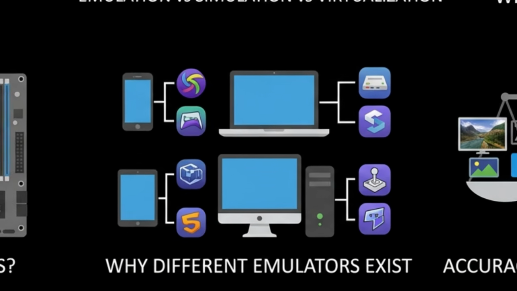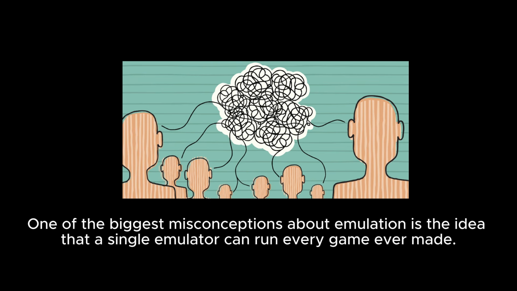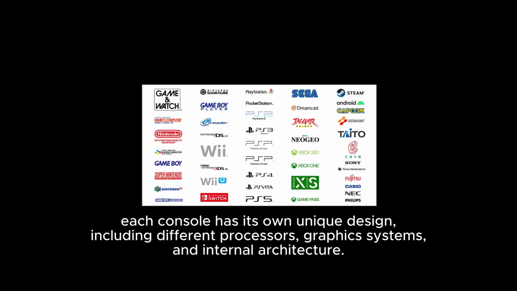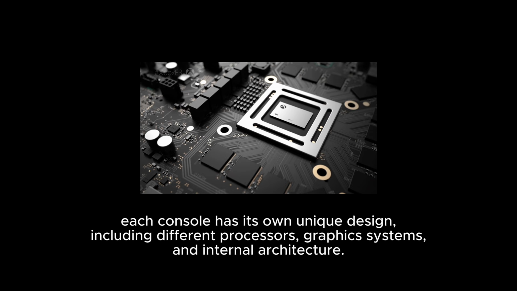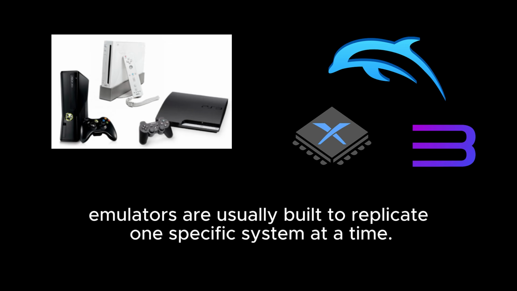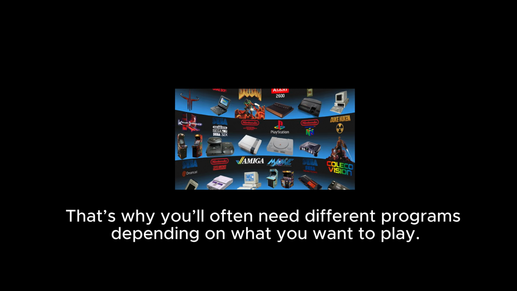Why different emulators exist. One of the biggest misconceptions about emulation is the idea that a single emulator can run every game ever made. In reality, each console has its own unique design, including different processors, graphics systems, and internal architecture. For example, a system like the Super Nintendo Entertainment System operates completely differently from newer consoles. Because of these differences, emulators are usually built to replicate one specific system at a time. That's why you'll often need different programs depending on what you want to play.